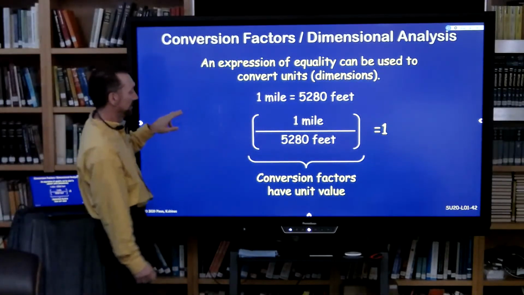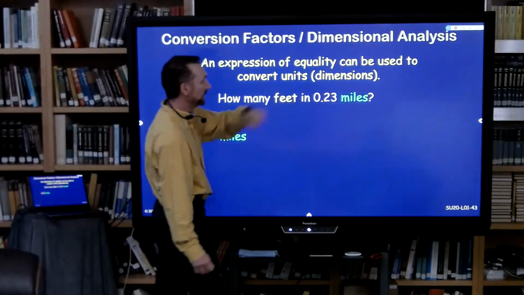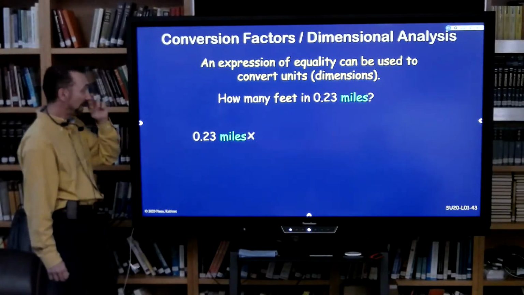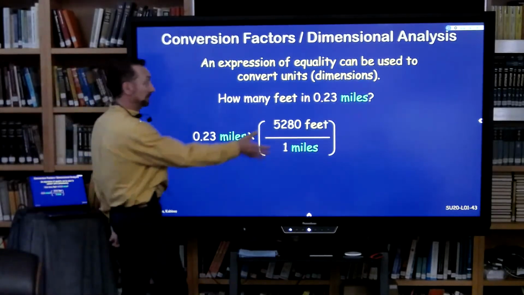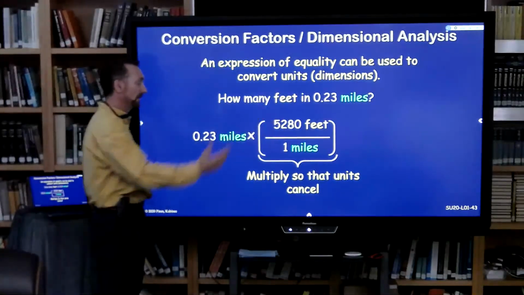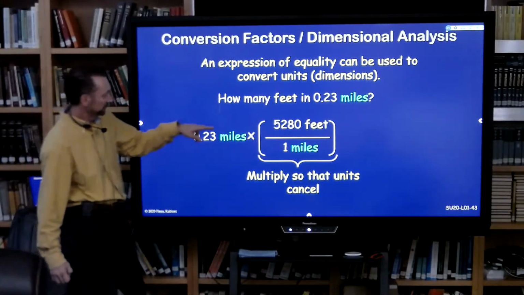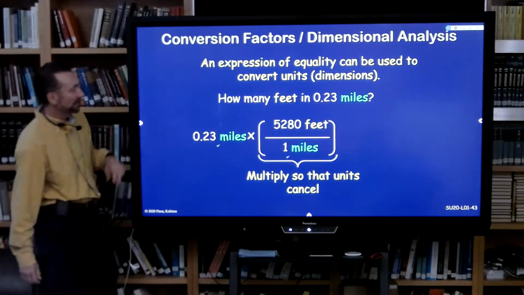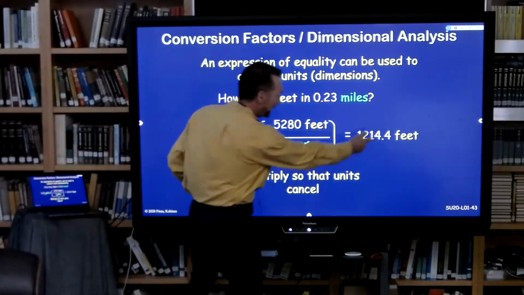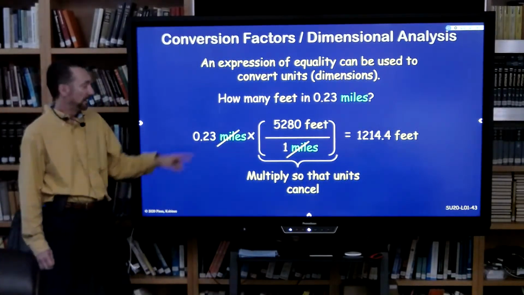Here it is. Again, the conversion factor from miles to feet. So how many feet in about a quarter of a mile? Well, take your quarter of a mile, multiply it by the appropriate conversion. I can invert these, go up and the feet over the miles either way, but you multiply so that the units cancel. This is in the numerator, that's in the denominator. And if you do that, that product, 0.23 times 5,200, is about 1,200 feet, the number of feet in about a quarter of a mile.